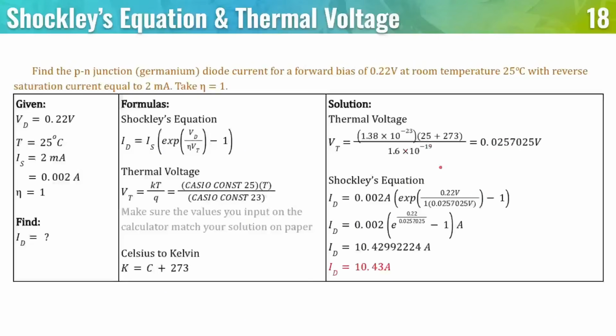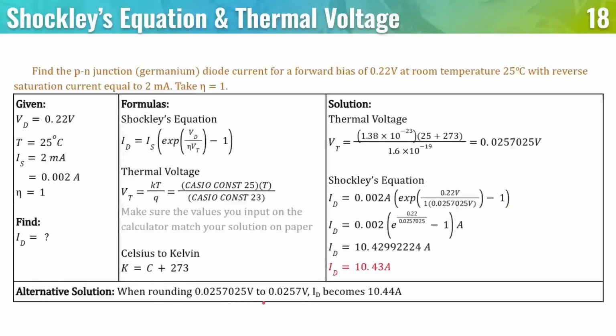So proceeding with Shockley's equation, we're now going to put 0.22 as the diode voltage and 0.02570025 as the thermal voltage. Don't mix those up. It's important to look at which is for the diode and which is thermal. Substituting that into the equation, these units will cancel out and we will have amperes as our unit. So the diode current is 10.43 amperes.